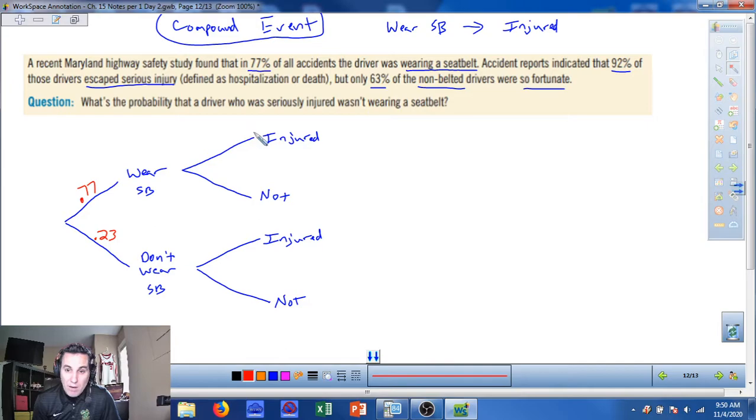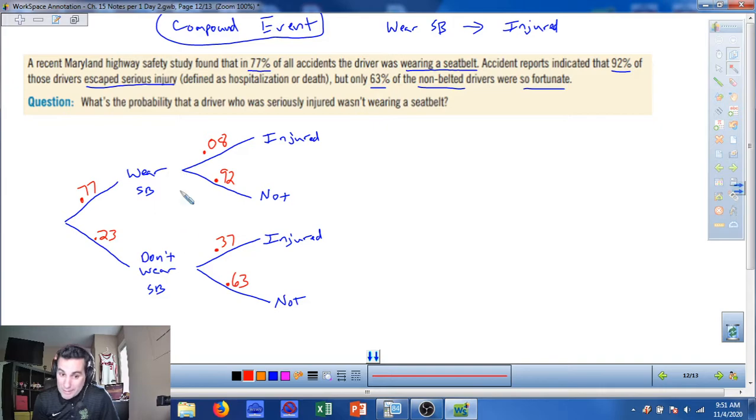Sounds good. Now, of people wearing seatbelts, 92% escaped serious injury. So 92% of the wearing seatbelt people did not get very hurt, and 8% got very hurt. But in the other group, 63% were so fortunate to escape injury. So in the other group, 63% escaped injury, but that means that a lot of people got injured here. 37% got injured then. Okay, so our tree is filled out. 2 levels, all the probabilities are on there.